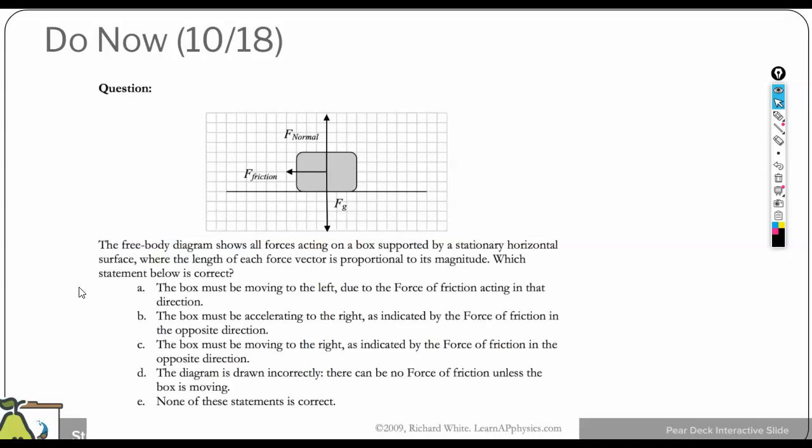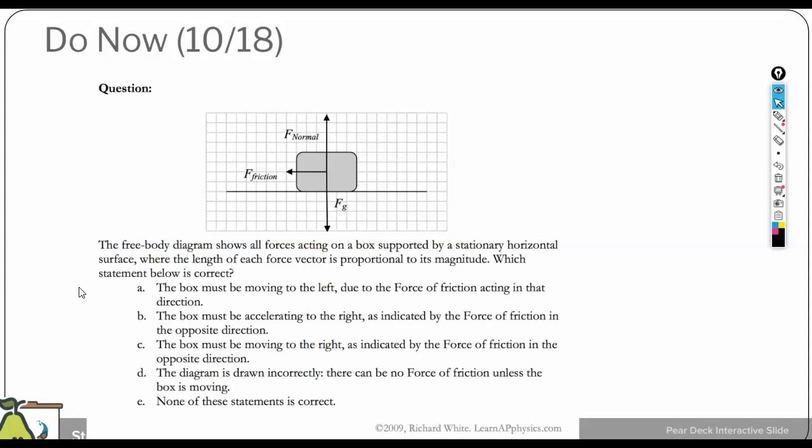Okay, so in this video, we're going to continue talking about free body diagrams, and we're going to do some more examples with free body diagrams before you work on your practice worksheet over free body diagrams that you should have picked up in class last time. And then we're going to start talking about net force and Newton's second law.